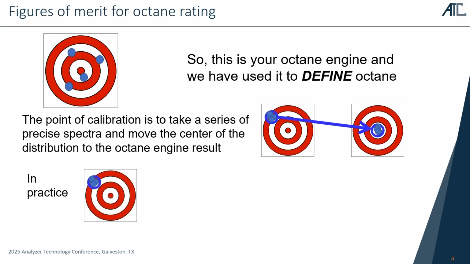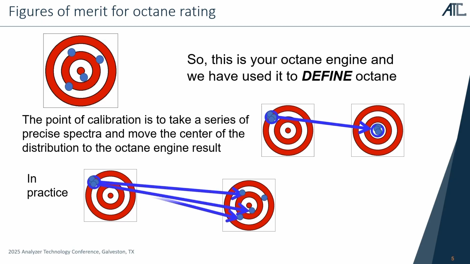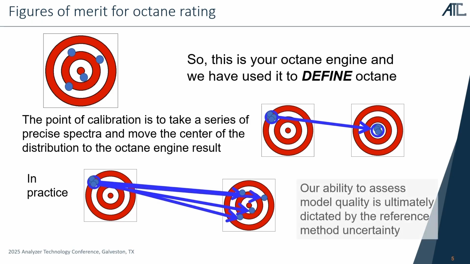But in practice, what we have is that spectrometer sitting there, and we're trying to match it up to that octane engine. So really what we have is a whole bunch of spectral data that are very precise that are going to be mapped to values that are not as precise.